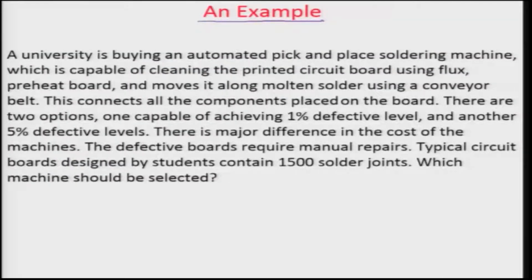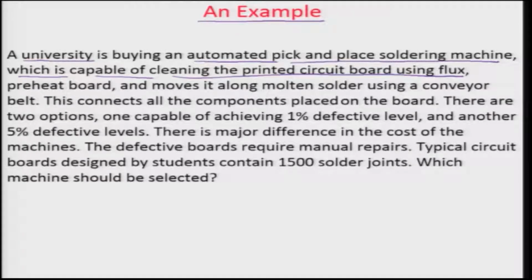This is a simple example which might help you understand the concepts. A university or an institute is going to buy an automated pick and place soldering machine. It is an electric machine that takes a component, places it, and then automatically solders it. This machine is capable of cleaning the printed circuit board using flux. Printed circuit board is also known as PCB.